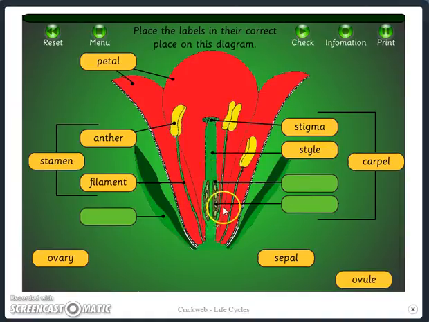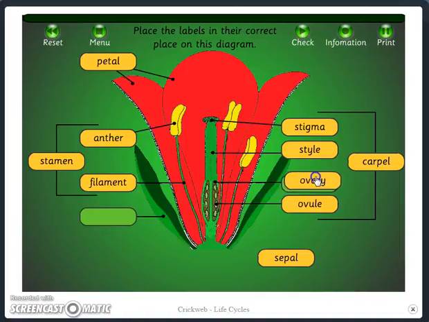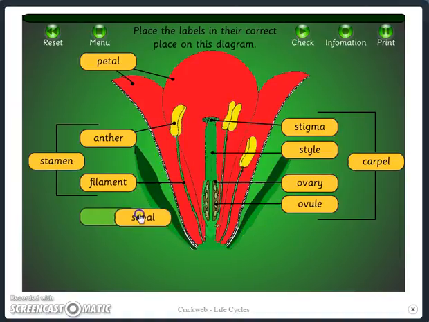Now down here at the bottom of the style, we have an area that contains what will become the seeds. And these are called the ovule. And the part that holds these seeds, the ovary. Well, there's only one left, and it's these protective leaves out here, known as sepal.